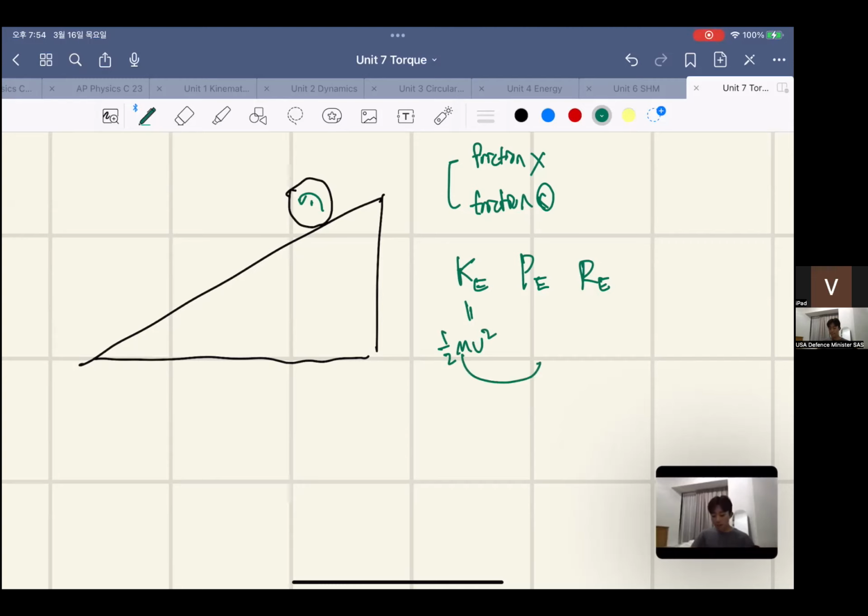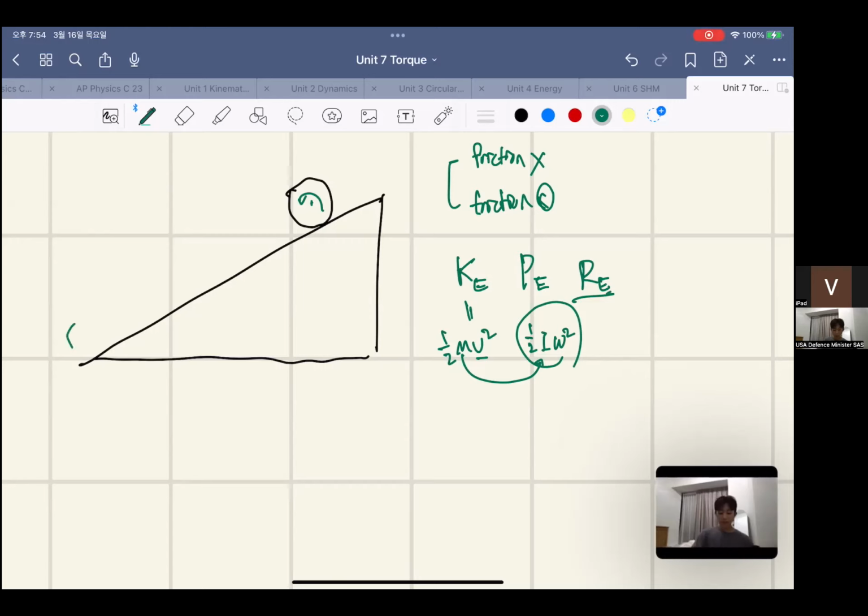What is m in the rotational world? It is I. What is v in the rotational world? It's omega. Thus, we just derived the formula. The rotational energy is equal to 1/2 I omega squared.